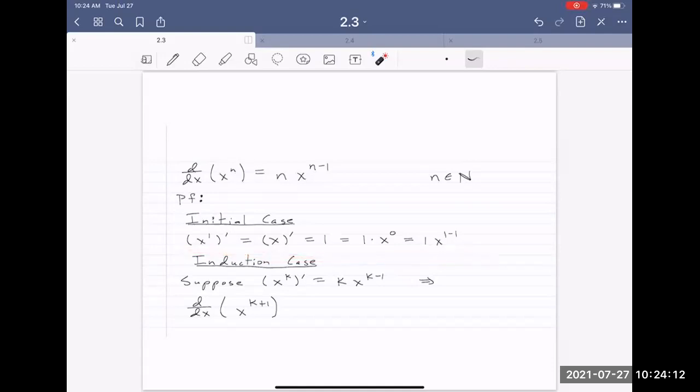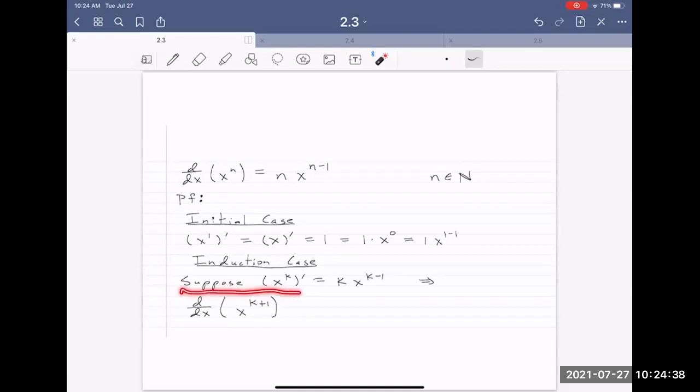So I've shown my initial case. Now let's show the induction case. So I've shown that the first domino fell. Now I want to show that if a domino falls, the next domino will fall. So let's suppose that the domino falls.